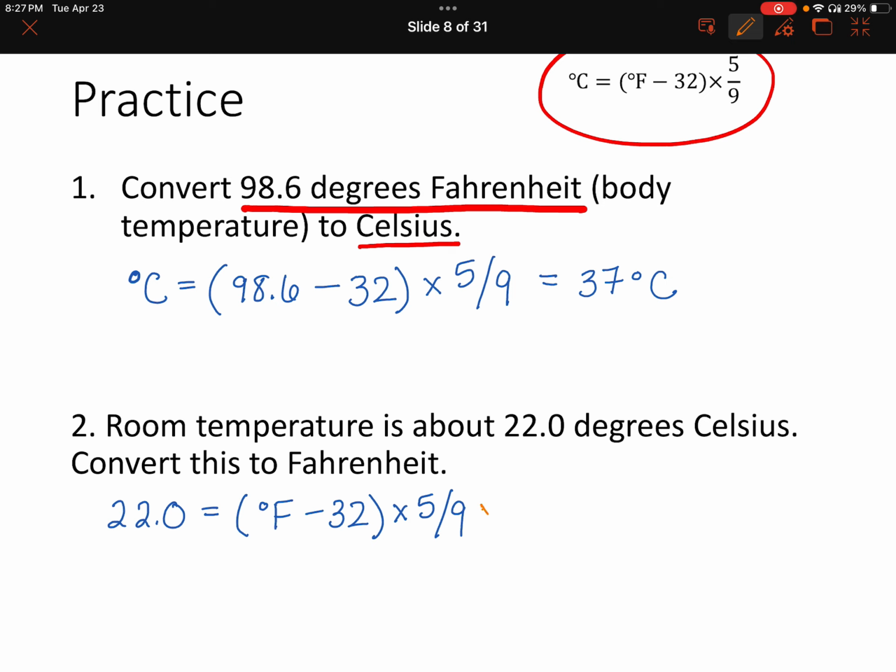Well, we can multiply by the reciprocal of that 5/9. So we'll flip our fraction. We'll multiply by 9/5 on both sides. All right, so then that would give us 22 times 9/5 is equal to degrees Fahrenheit minus 32. Okay, so now we need to get rid of that 32 on the right and move it to the left. So we can just add 32 to both sides.